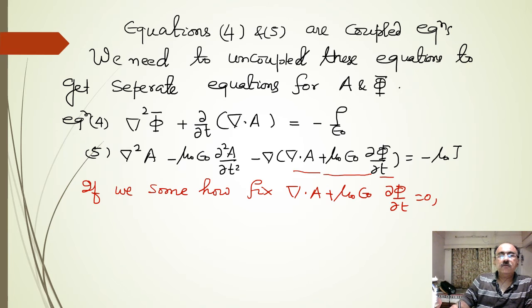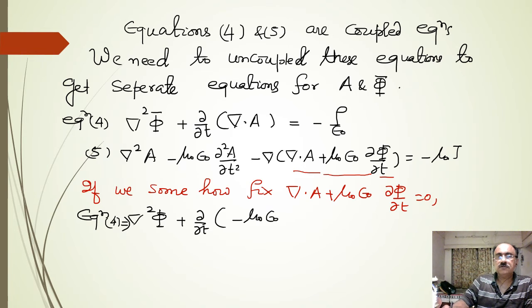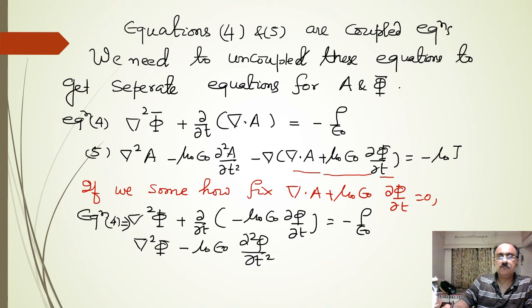Equation number 4 becomes del square phi plus del by del t of divergence of A equal to minus mu 0 epsilon 0 del phi by del t, if the above condition is satisfied. And then we get a wave equation such as del square phi minus mu 0 epsilon 0 del 2 phi upon del t2 is equal to minus rho upon epsilon naught.